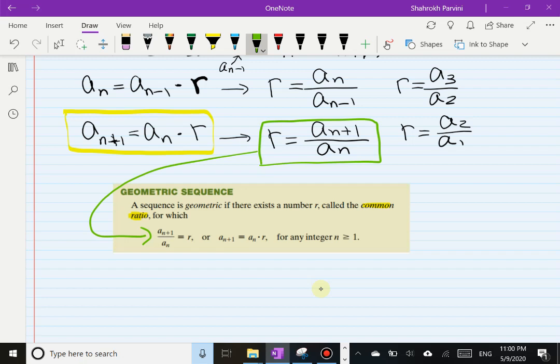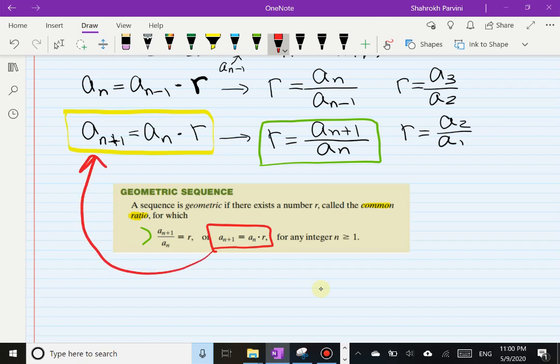Now this other part of it, which is this part right in here, says the next term, a sub n plus 1, is a sub n, the previous term, times the common ratio. That resembles what I have up here. So these are just two different ways of writing the same thing.